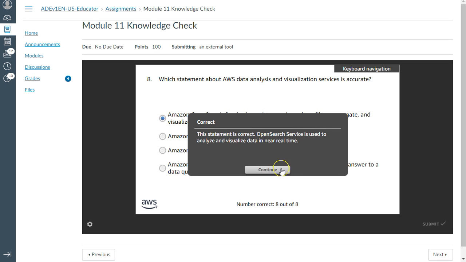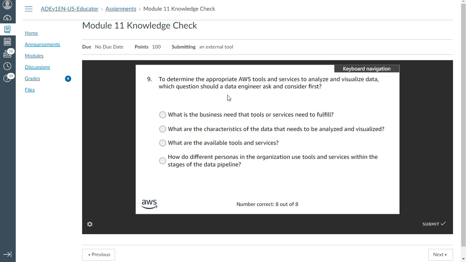Ninth one: to determine the appropriate AWS tools and services to analyze and visualize data, which question should a data engineer ask and consider? So, what is the business need that the tools or services need to fulfill? I think this should be the right answer.